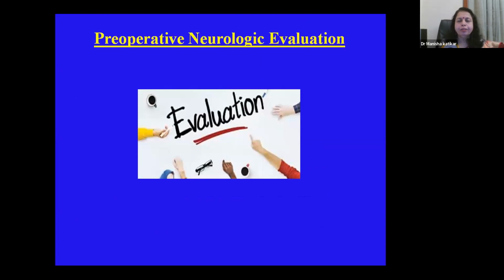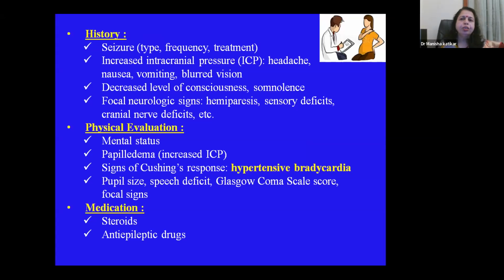So let us begin with the preoperative neurological evaluation, which is very important in these patients for a successful outcome of neurosurgical intervention. Whenever we see the patient, in the history we must ask the details of seizures. Whether the patient had convulsions anytime, what kind of convulsions they were, whether they were tonic, clonic, generalized, how frequently the patient got convulsions, when the patient had the last convulsion and how they were treated. Did he need hospitalization and injectable anticonvulsants at that time?